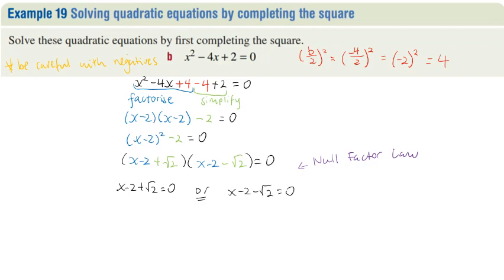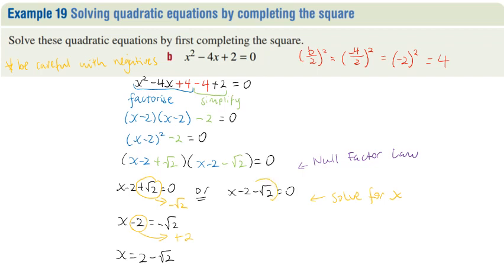And the last step is I solve for x using inverse operations. So the opposite of plus square root of 2 is minus square root 2. So x minus 2 equals minus square root 2. And then I'm going to plus 2. So x equals 2 minus square root 2. I always put the square root part at the end of the expression. It makes it a bit easier to read.